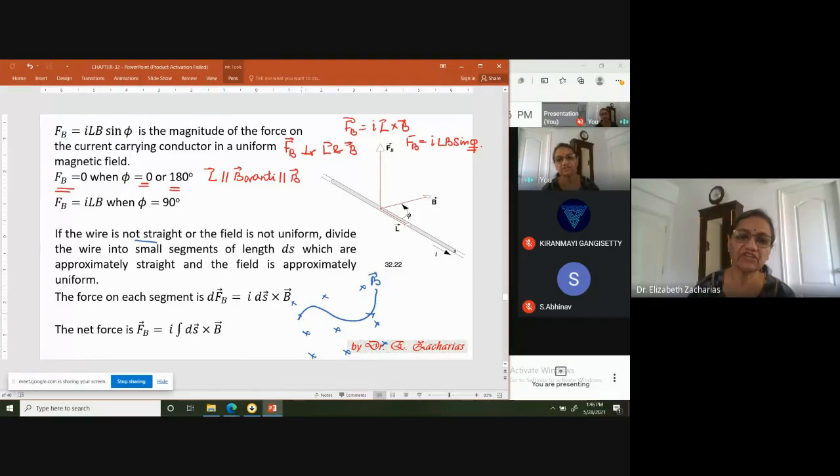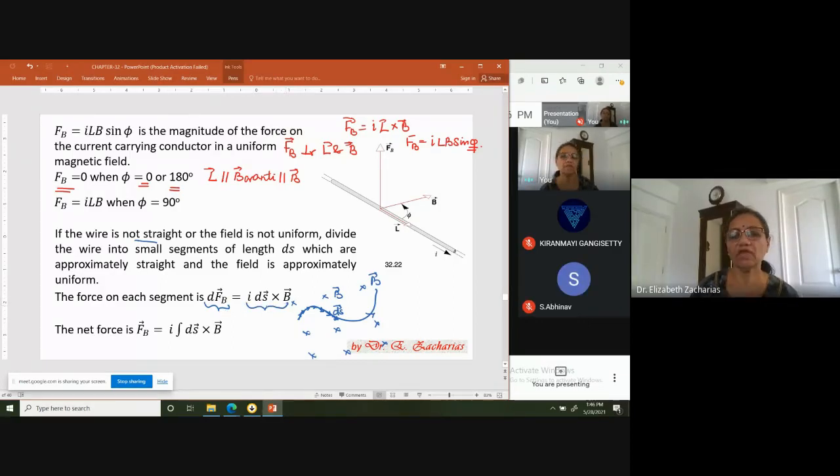I consider this to be made up of a number of straight elements, each of length ds. So take it as a ds vector in a magnetic field B and find out what is the force on that small length element ds. Obviously, the force is going to be a small force dF_B given by I ds cross B.